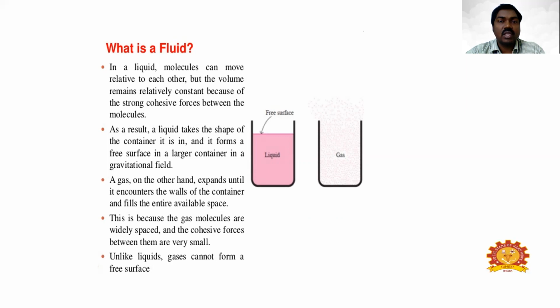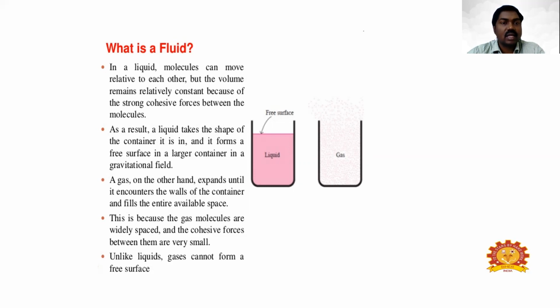We can see that the liquid has been filled up to a certain limit, and the remaining part is left as free space. As a result, a liquid takes the shape of the container. It forms a free surface in a larger container in a gravity field.